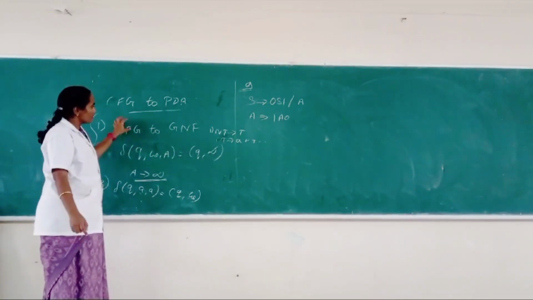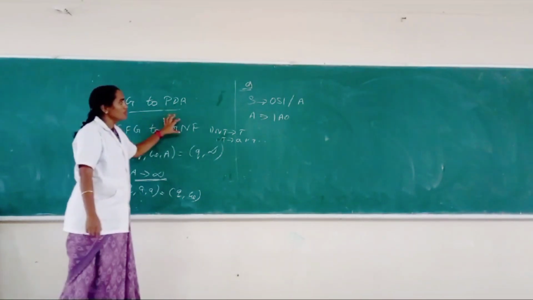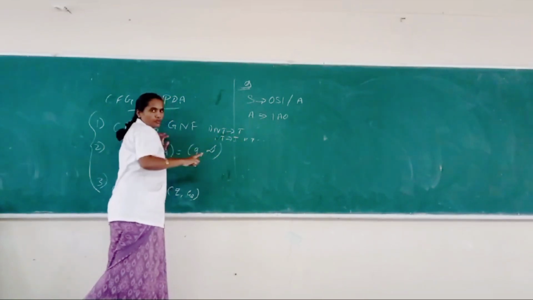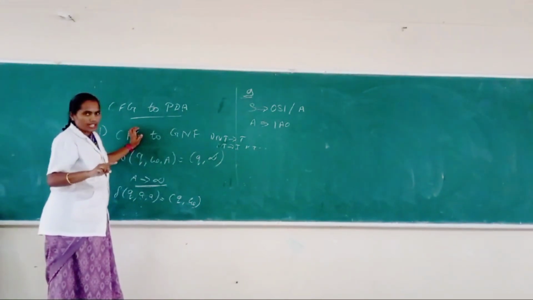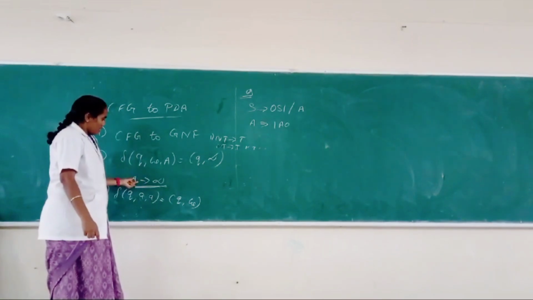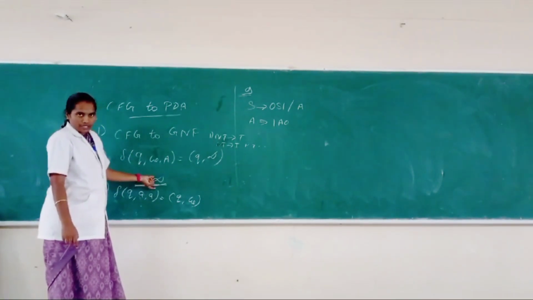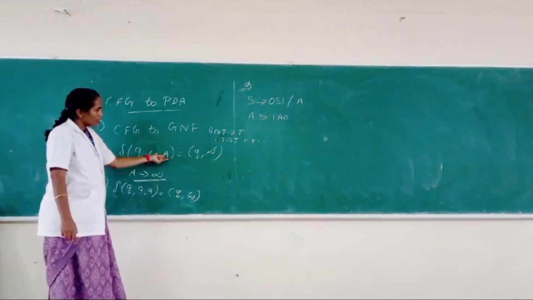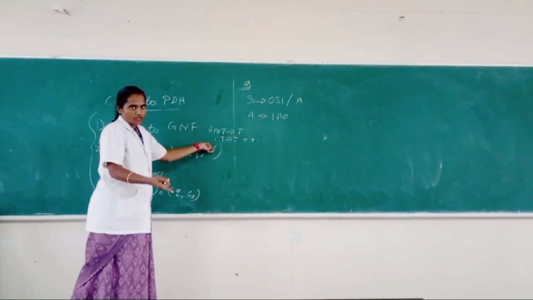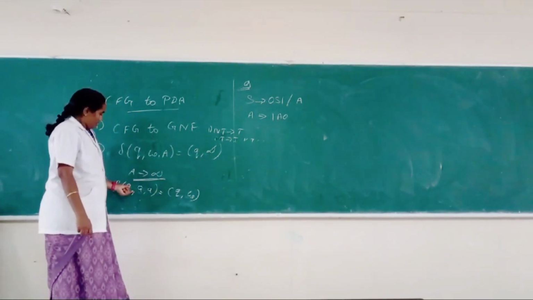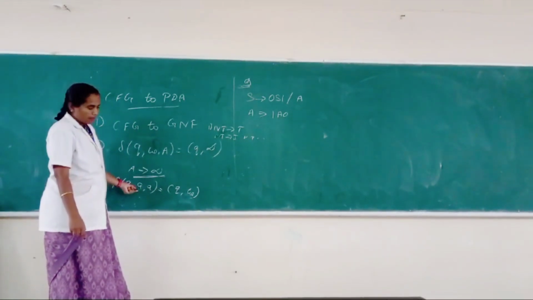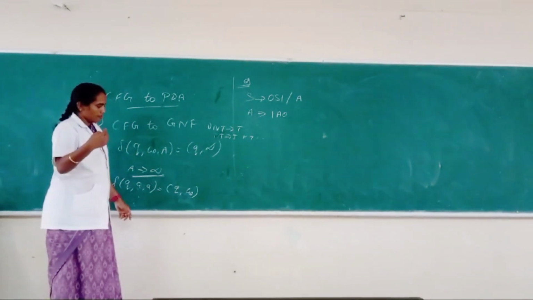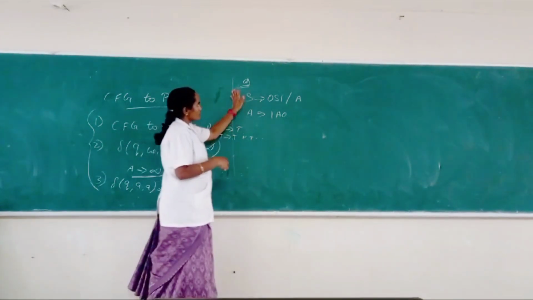Okay? So the first rule: you have to convert your context-free grammar into GNF. GNF should be in the format non-terminal tends to terminal, or non-terminal tends to terminal followed by any number of non-terminals. Second one, if the production is in the form A tends to alpha, your PDA transition function of q comma epsilon comma non-terminal equal to q comma right side of the production. For a terminal, transition function of q comma terminal equal to q comma epsilon, that is you are going to pop a symbol from the stack. Okay? So this is the example.